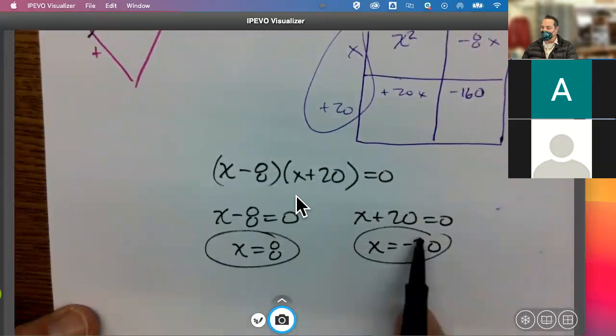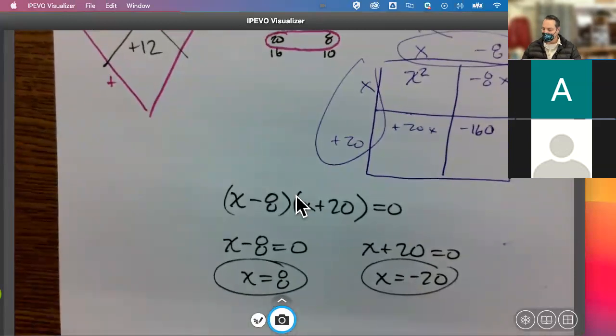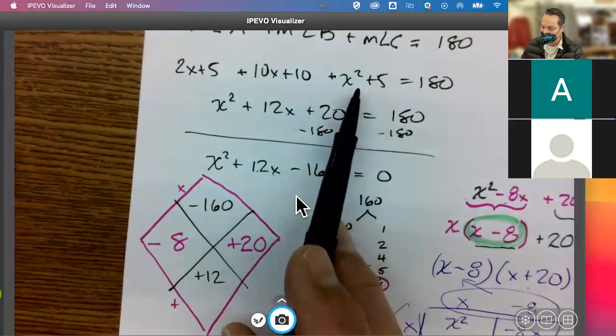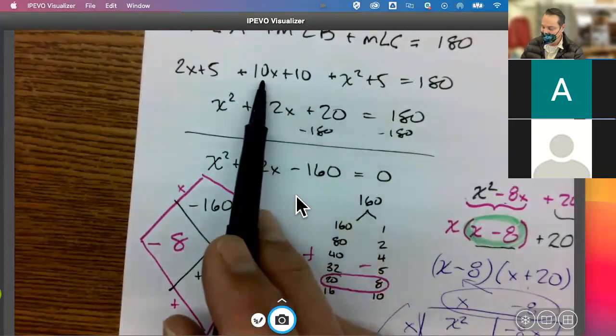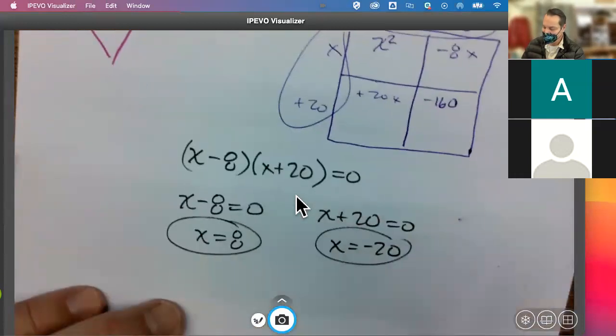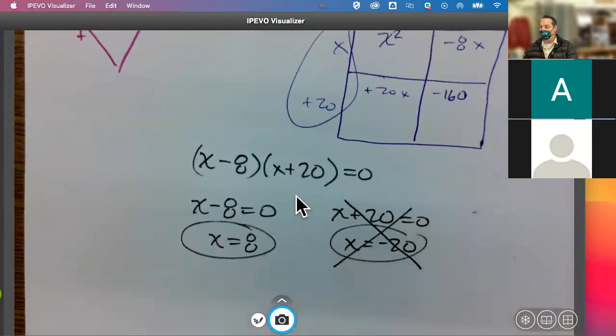So we need to go back and look at if it works. If I put negative 20 in for the measure of angle C, I'd get negative 20 squared, 400 plus 5, I'd get 405 degrees. If I put it in over here, I'd get negative 200 plus 10 is negative 190. Those don't make sense. The algebra created an extraneous solution that's not part of our world.